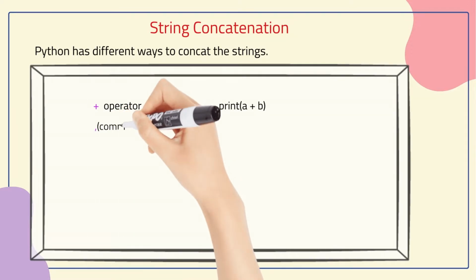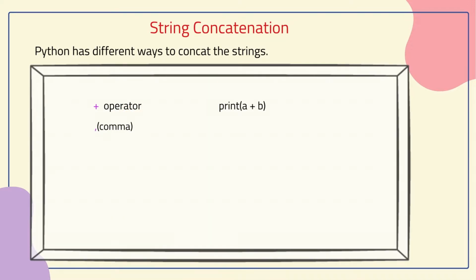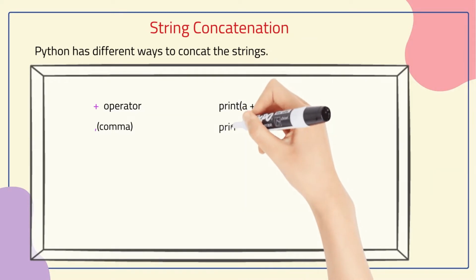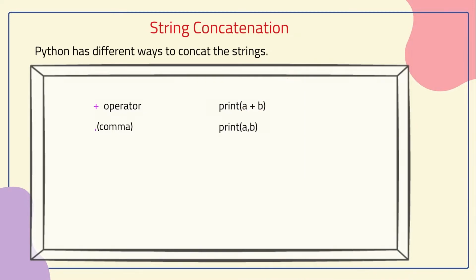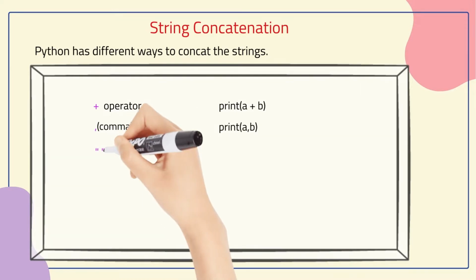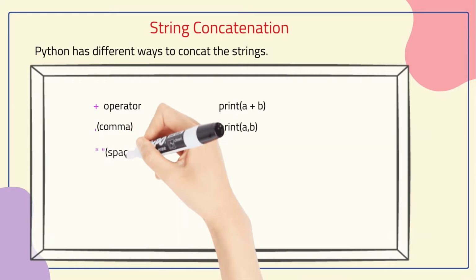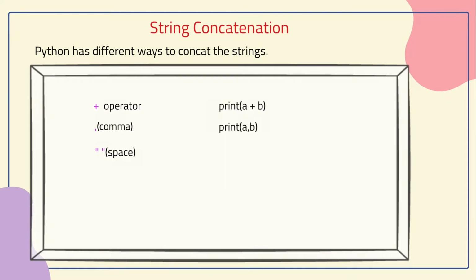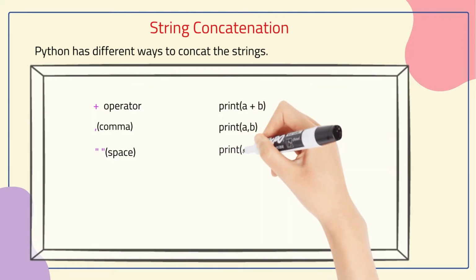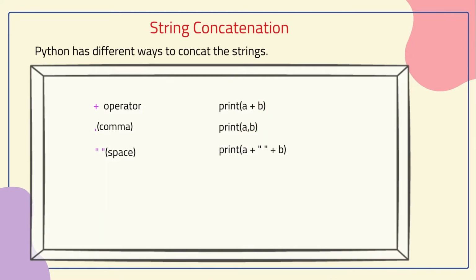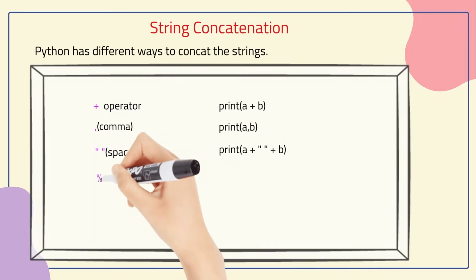Using comma. For example, concatenating variables a and b with a comma symbol. Using space. For example, concatenating variables a and b with single or multiple spaces by using the concat operator plus.